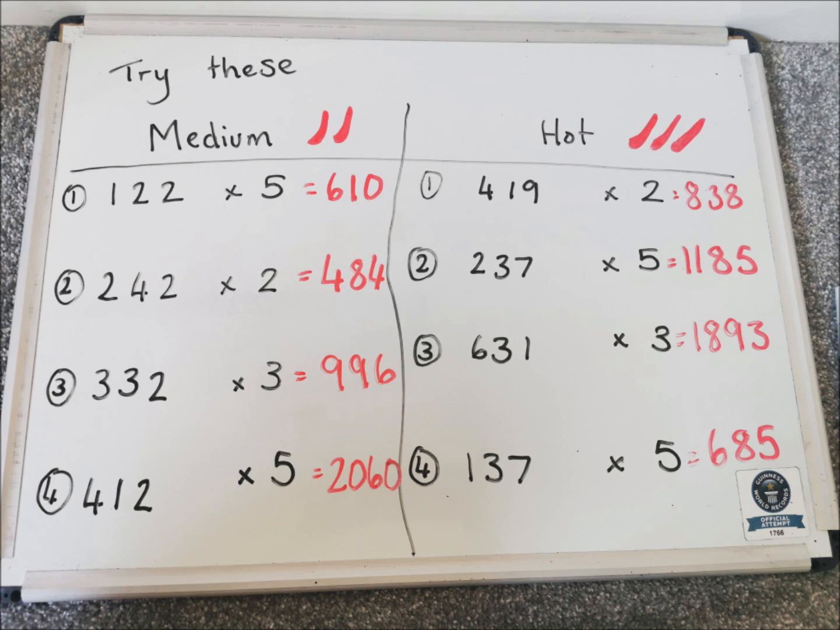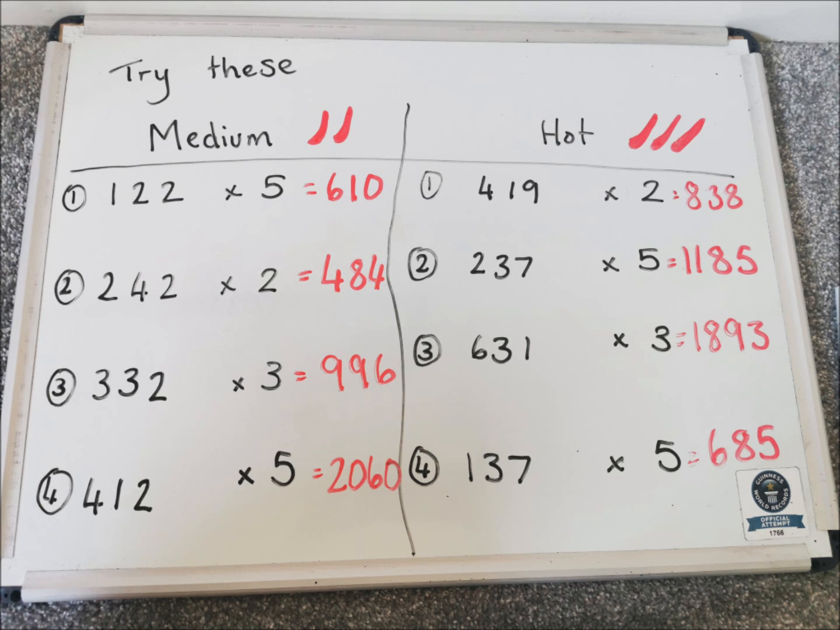On to the hot ones, let's have a look at the answers. So for number 1, the answer is 838. For question 2, the answer is 1185. Question 3, the answer is 1893. And for question 4, the answer is 685. Sorry, 685 is the last answer there.